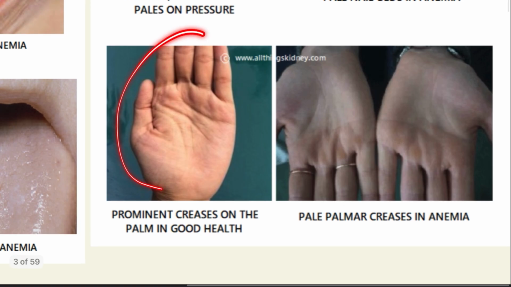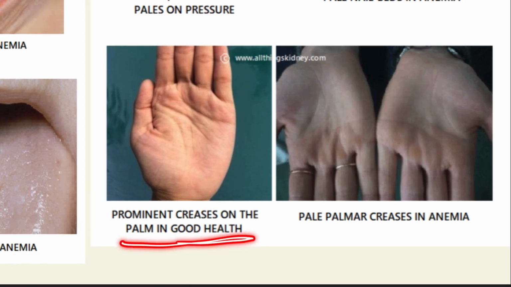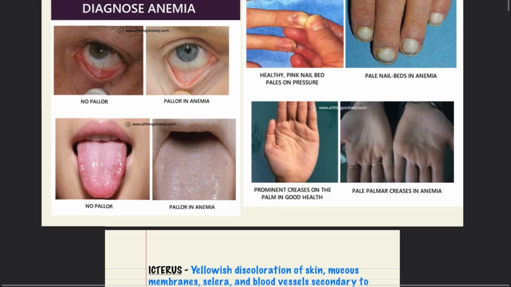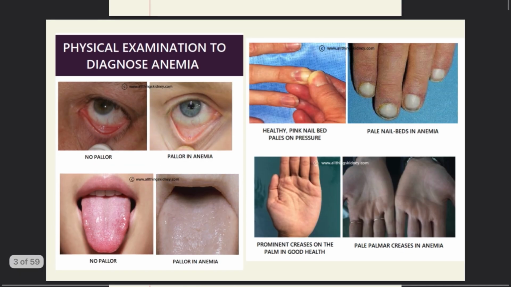Then this is the prominent palmar crease in a patient with good health, but this is the case of anemia. And if the palmar crease is disappearing or is very faded, then you can say it is a severe case of pallor, or severe anemia. So this is all about the pallor part.